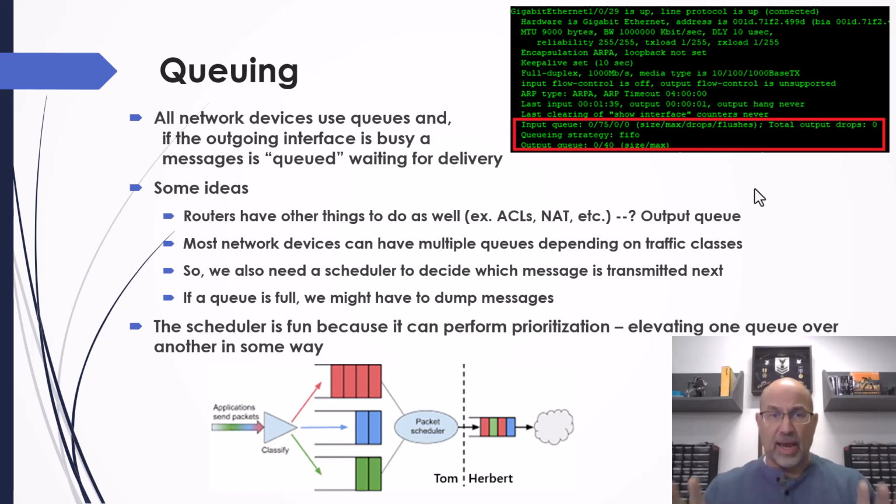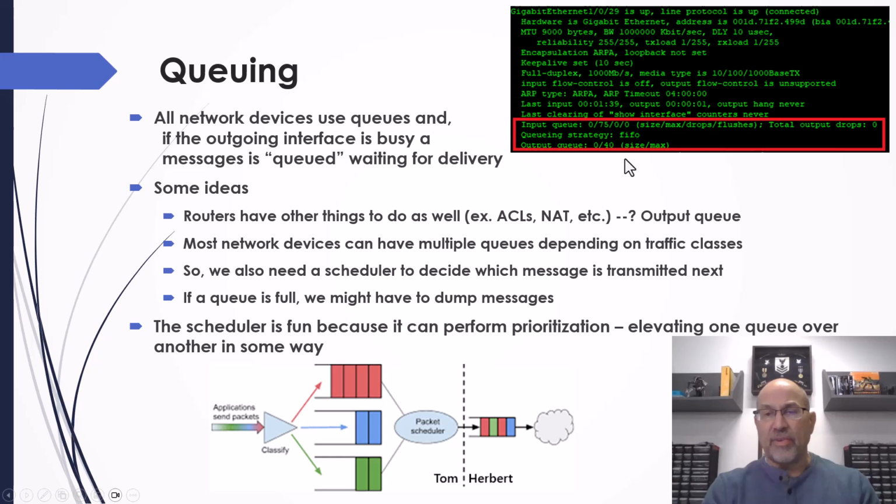So all devices have queues, and if the outgoing interface is busy, right? So I've got all these packets coming in, or I've got packets from other ports that have to go out this particular port. What if this output queue is busy? We have to decide what to do about that. Now, as we go along here, we'll remind ourselves that routers have other stuff to do. It's easy to make a router pretty busy. So we get access control lists, network address translation. There's a whole bunch of things that a router has to do that might affect the output queue or be affected by what's happening in the output queue.